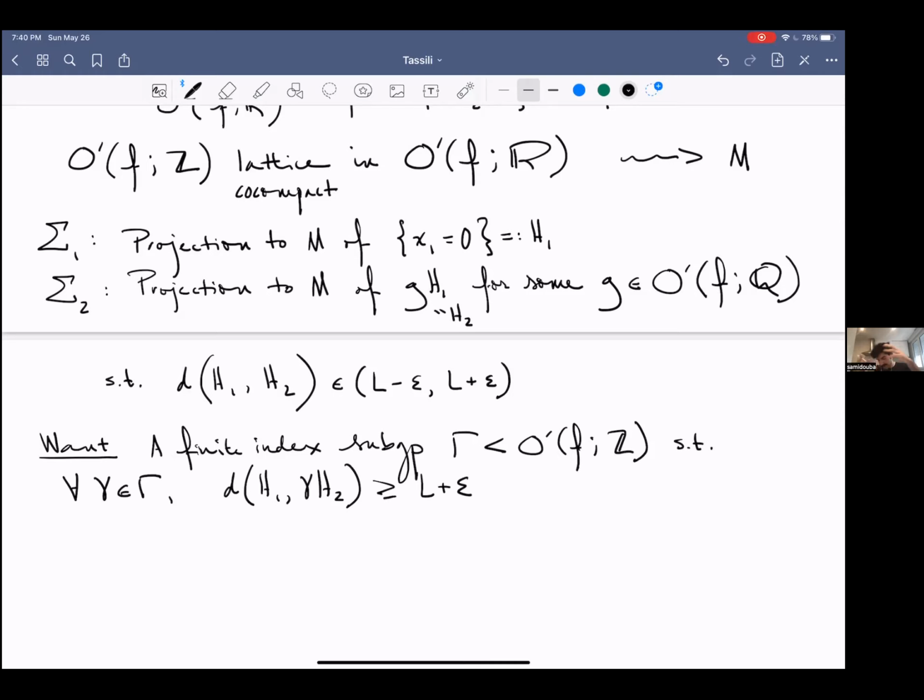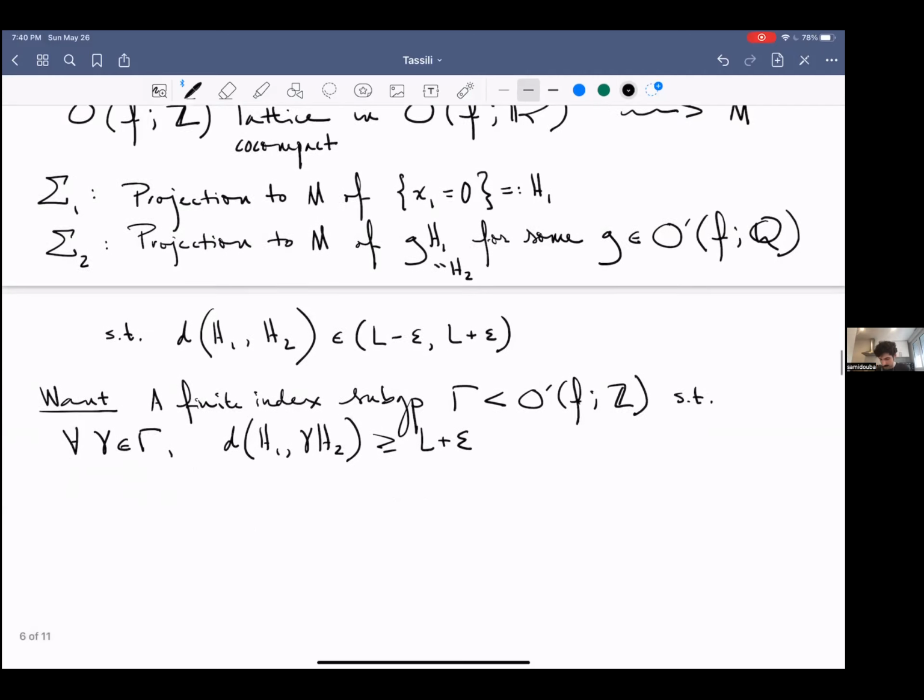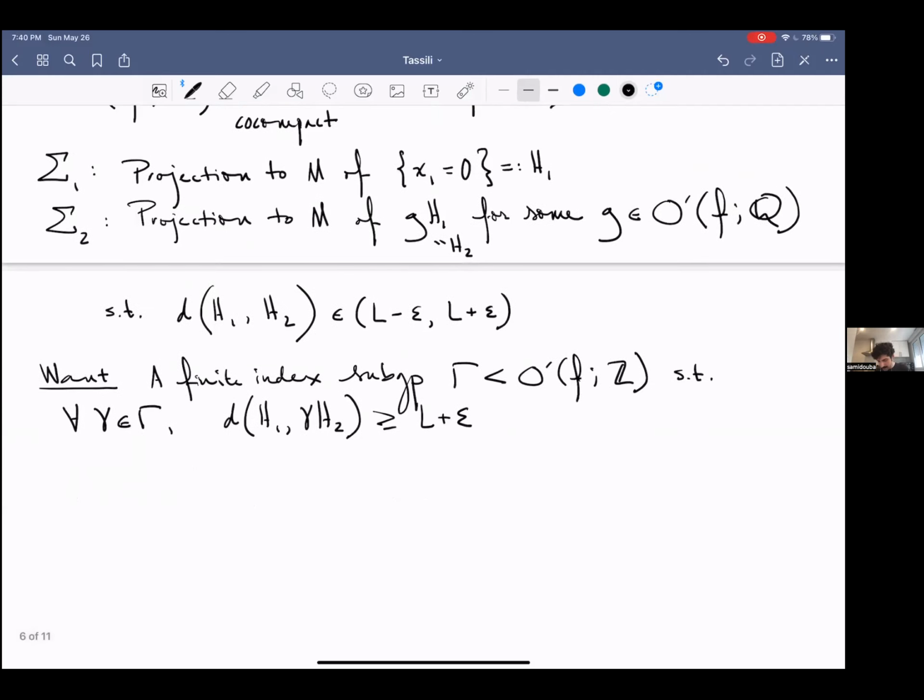This is the translation in the universal cover of no short orthogeodesics apart from the obvious one, the one that's the projection of the orthogeodesic joining H1 to H2. This is not all we want. We also want to make sure that there are no short orthogeodesics from H1 to itself, but the argument will be very similar, and also from H2 to itself, right? And then my claim is that we can find congruent subgroups with this property.